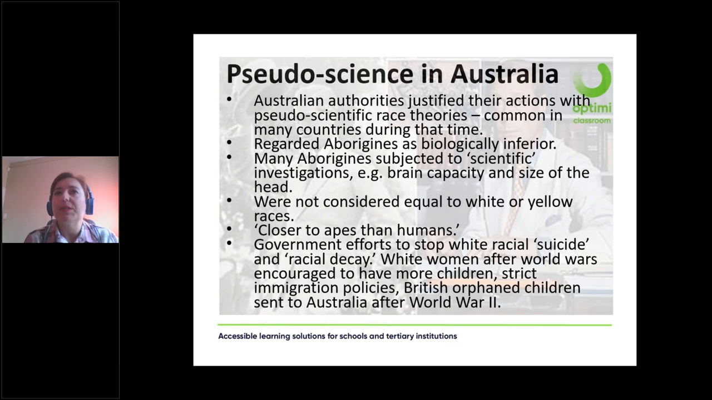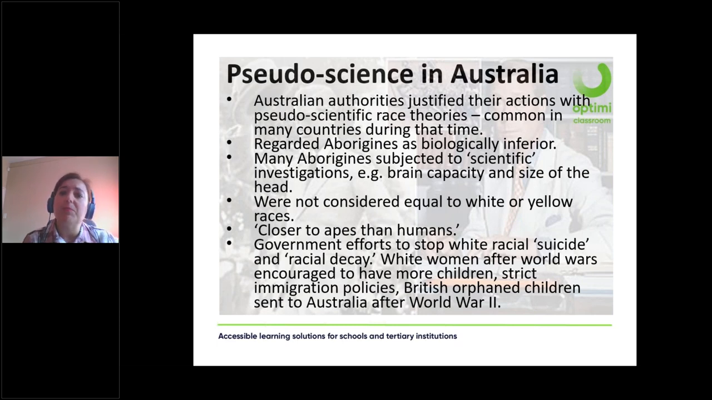So, again, this was a common practice during the late 19th, early 20th centuries. So it was implemented in various countries. And this is why we still today have a massive issue with racism and racist problems throughout the world. Because this is something that, if you look at the year counts, did not take place that long ago. So many people are still set in many of these mindsets. Right. So the Australians regarded the Aborigines as biologically inferior to themselves.